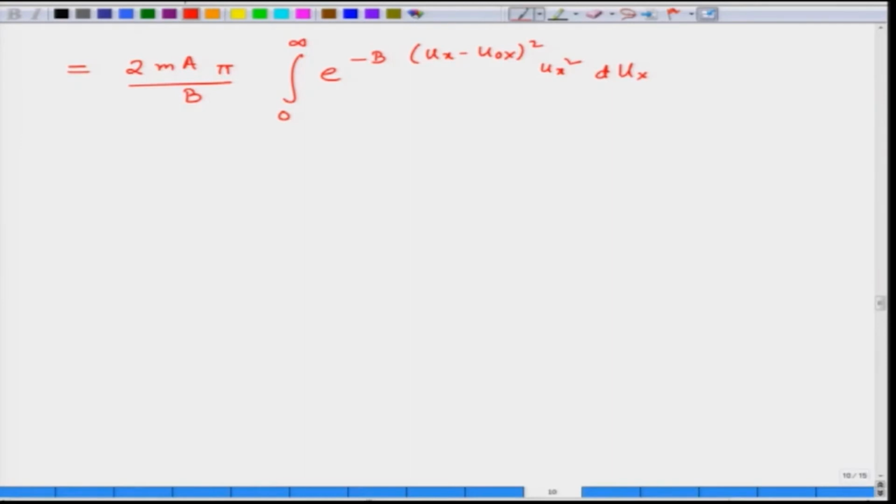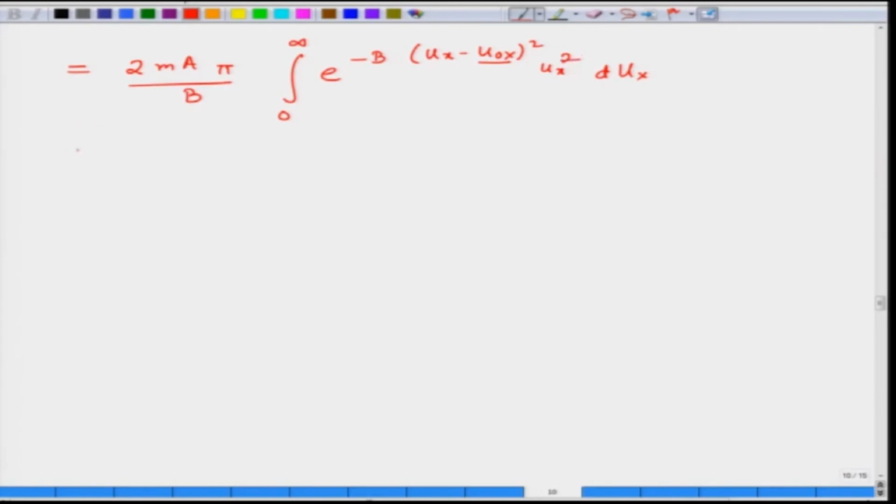Now, you can actually try to evaluate this integration. One thing you have to do is make u0 x equal to 0, and that will make our life simple and we can easily evaluate the integration, okay. And what is the physical justification for that?